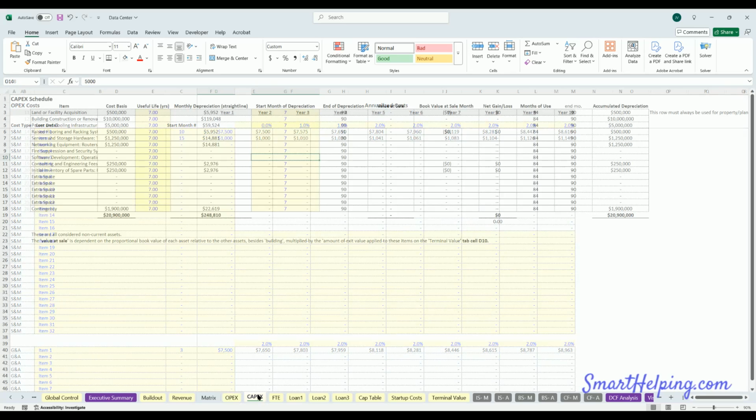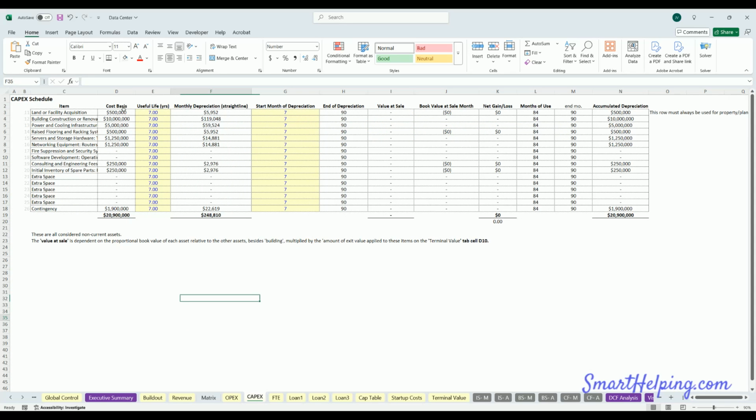Let's go to the Capex. So this is just to calculate depreciation, what month depreciation starts, which could vary, and then the useful life in years, which will define how much depreciation is happening in the income statement.